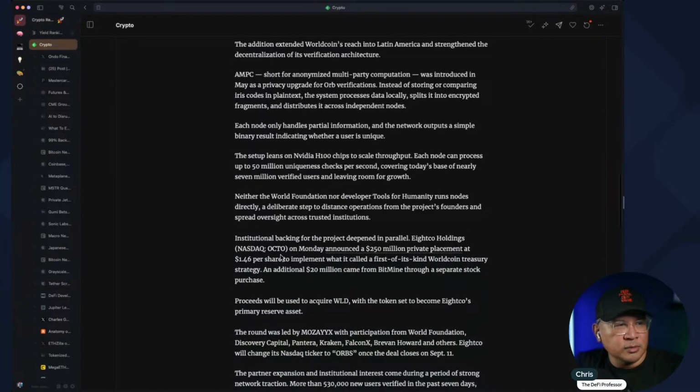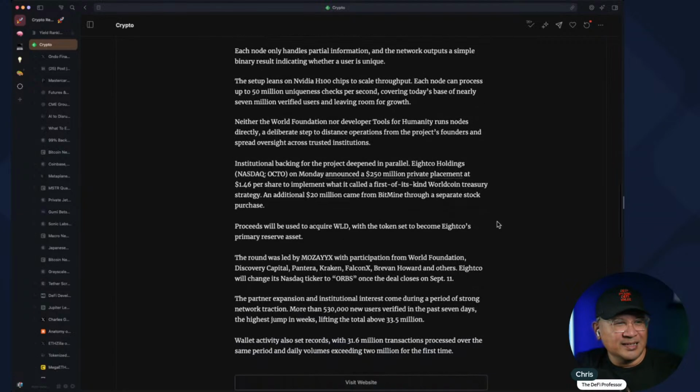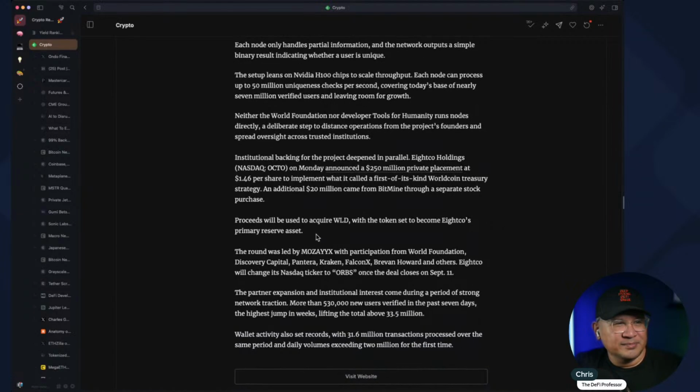Oh, treasury deal. A DATCO, a digital asset treasury company. 8Co Holdings is doing a $250 million private placement. Not a PIPE, but a private placement at $1.46 a share. Oh, Bitmine perp. So now we have a Worldcoin DATCO.